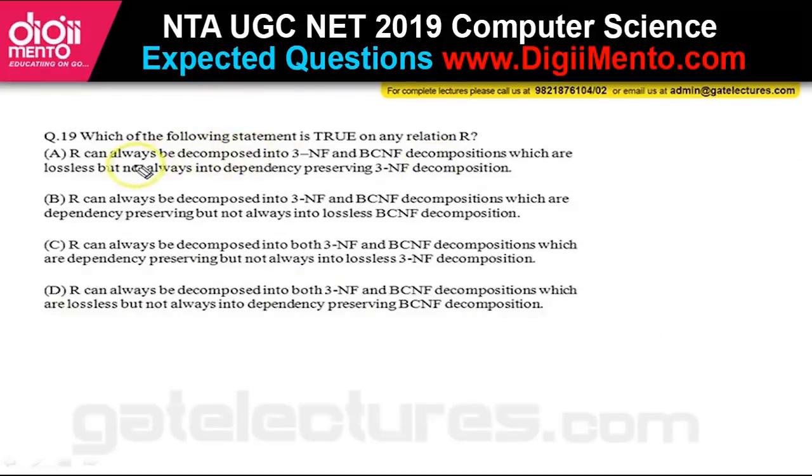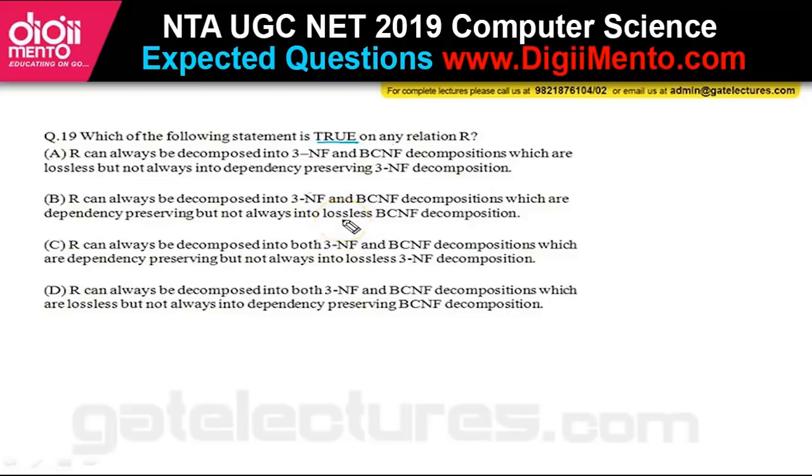So we have our next question, in which they are asking which of the following statements is true on any relation R. They have given us 4 statements, so we have to pick the true option, which holds on any relation, meaning any table R. They are saying R can always be decomposed into 3NF and BCNF decompositions which are lossless, but not always into a dependency preserving 3NF decomposition. Here they are talking about 3NF and BCNF and whether they are lossless and dependency preserving.